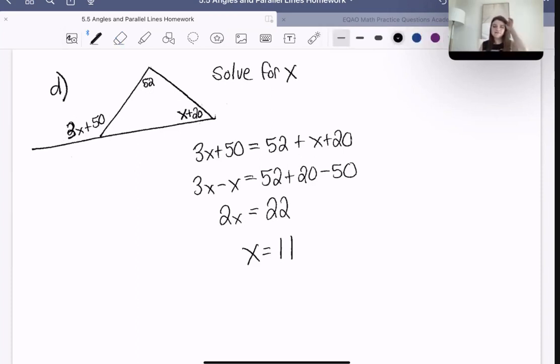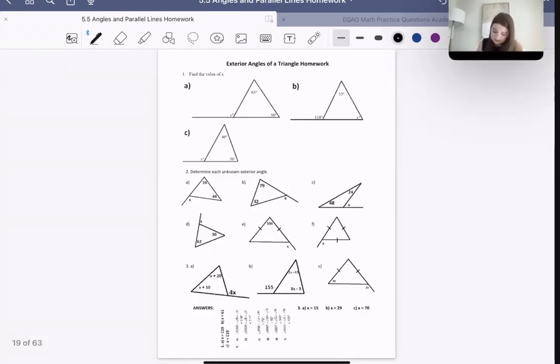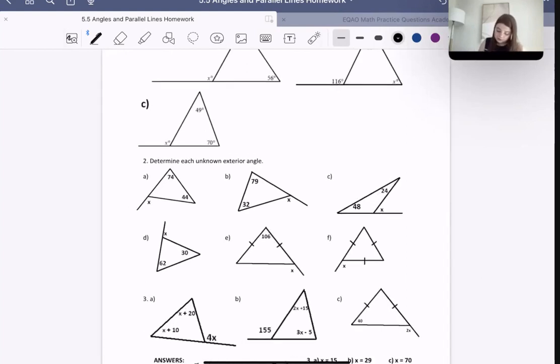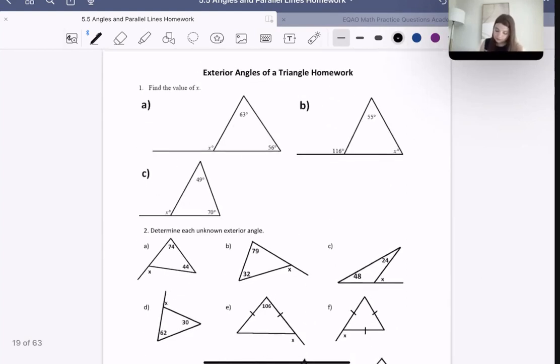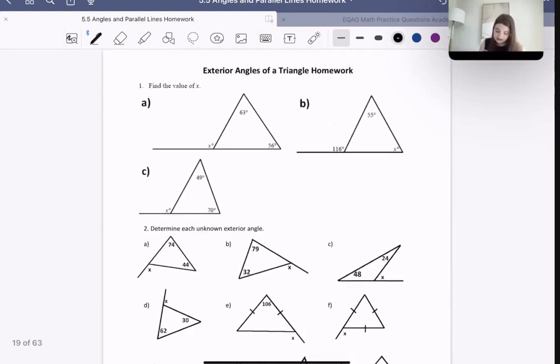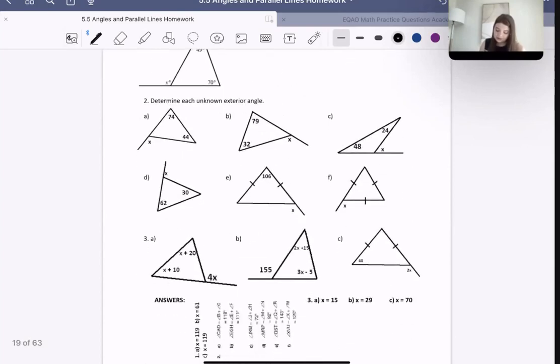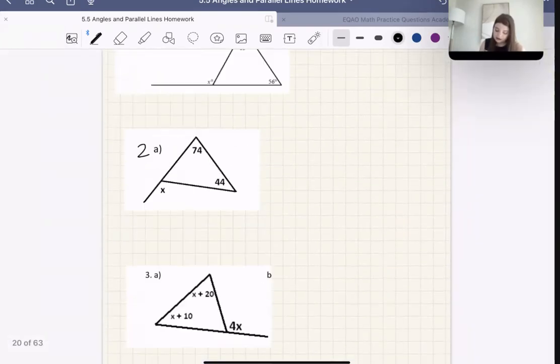Awesome. Okay, so next, there is some exterior angles homework. Now, I'm not going to go through every single problem in this homework. I think that would be a bit excessive. But what I will do is go through one of each type. So I'm going to go through how to do 1A and 2A and 3A. And I've already put those 3 questions over here.